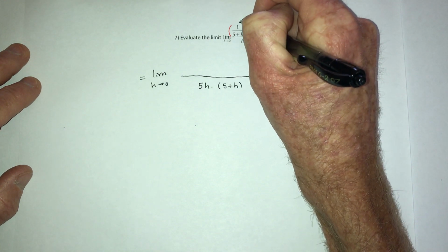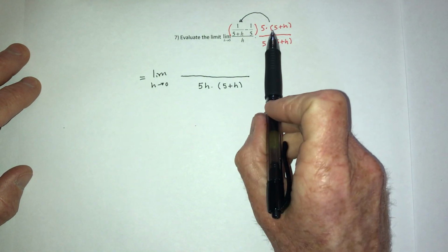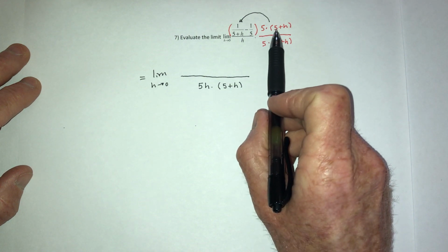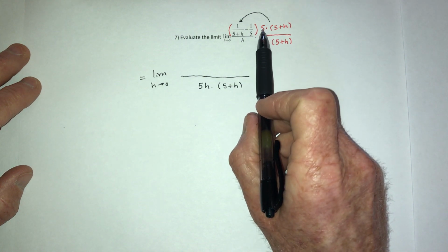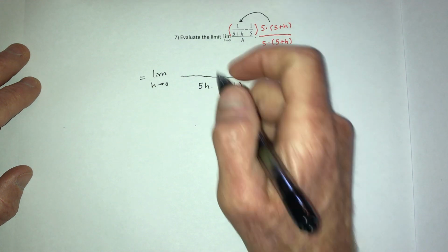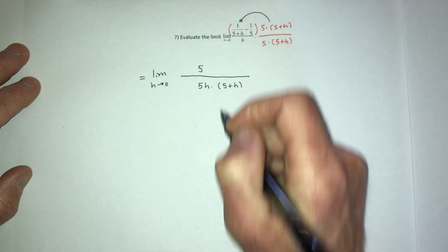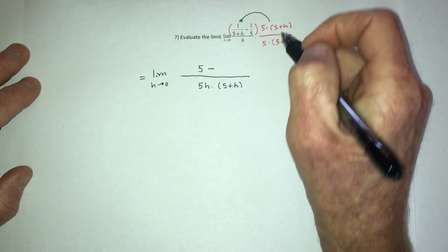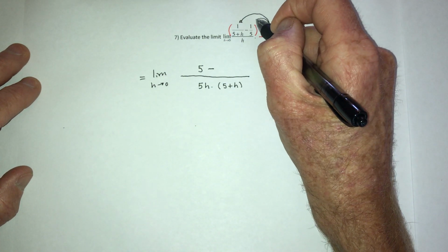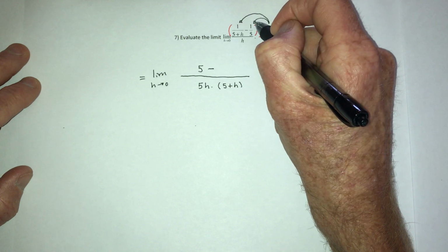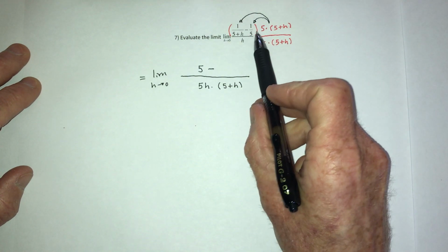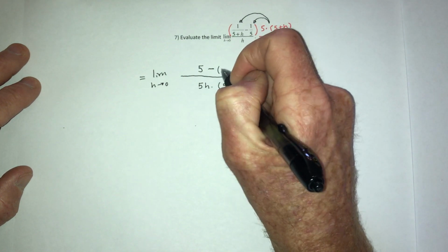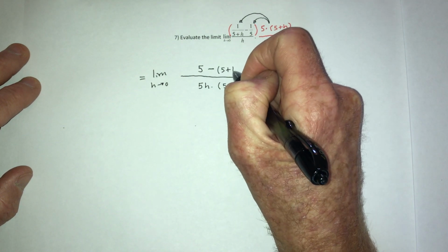So distribute this. And when you distribute this over to here, the 5 plus h on the bottom and the 5 plus h on the top are going to cancel. All it leaves is 5 times 1. Next, it's minus. And when you distribute this over to this second fraction, then the 5s are going to cancel. So it's going to leave minus parentheses 5 plus h.